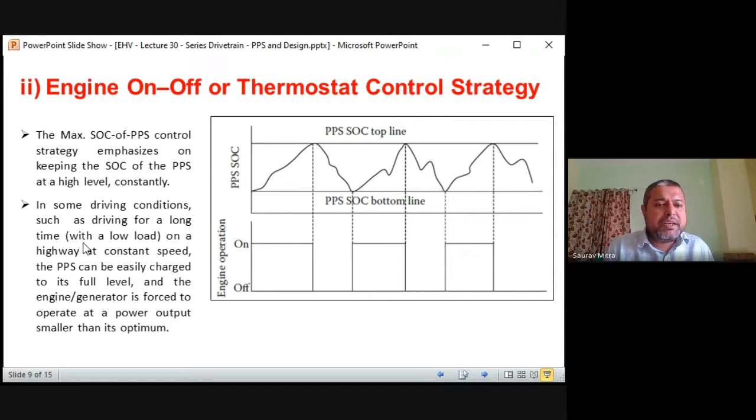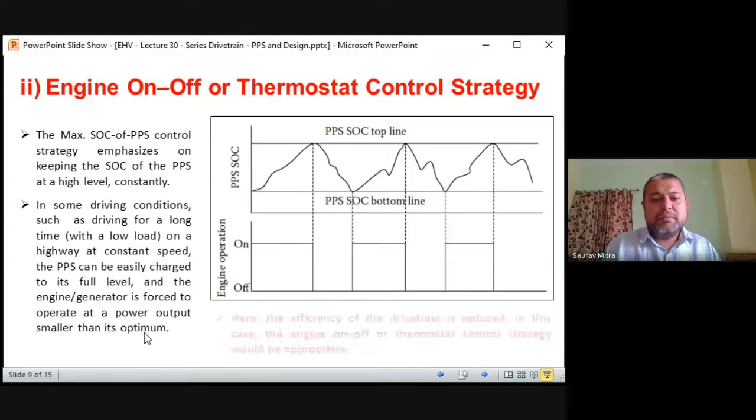It can supply the command power and it can also charge the PPS. So for a long time driving with a low load on a highway or at constant speed, the PPS can be easily charged to its full level, and the engine generator is forced to operate at a power output smaller than its optimum. Whatever power is being asked from the overall hybrid system, only the PEG can supply that. So it is not necessary to bring the PPS into action, because the PPS is already low. Now, whatever PEG power is there, do two things with that: give the power for traction as well as charge the PPS.